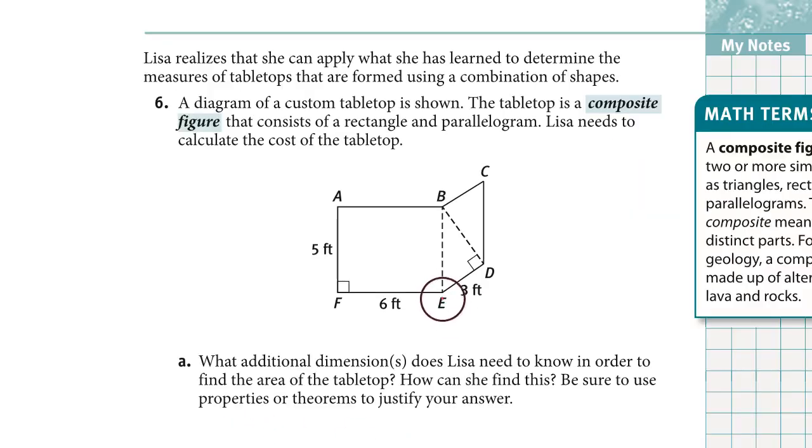Here we have a more complicated tabletop. This is a composite figure. It's built out of parts. Do you see the large rectangle piece? And do you see the parallelogram piece? We can find the total area of that figure by finding the area of each part and adding them together. For the rectangle, we would use the formula area equals length times width. That is 6 times 5, which is 30 square feet.